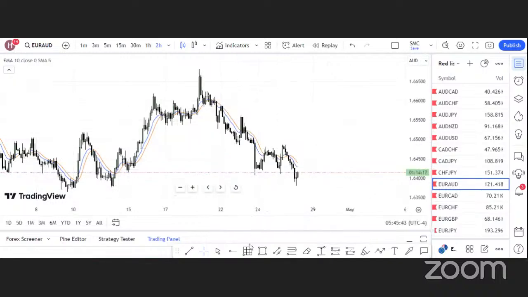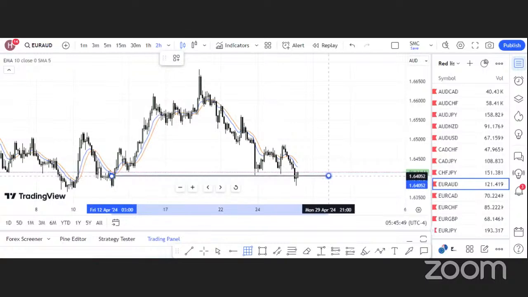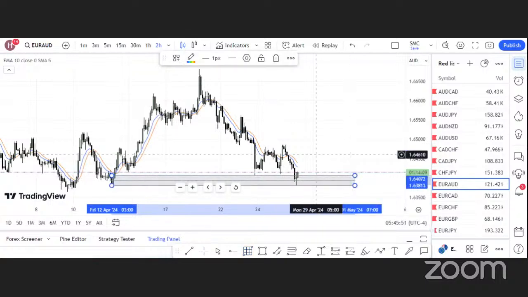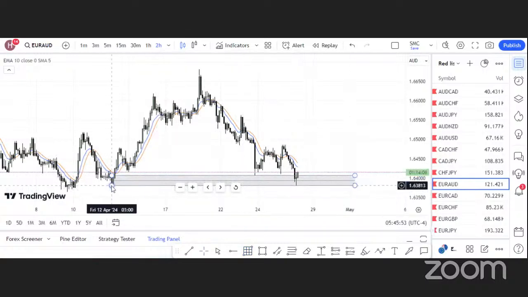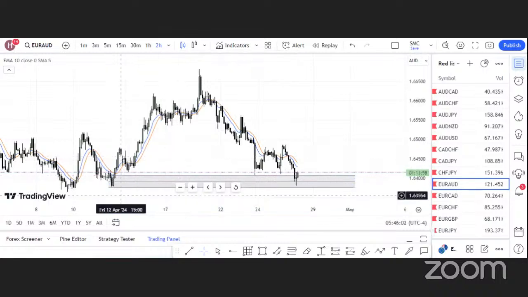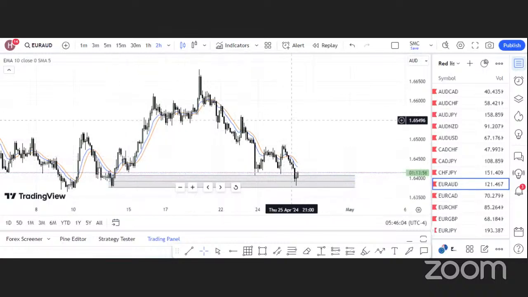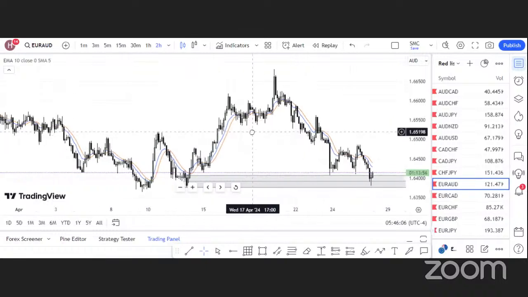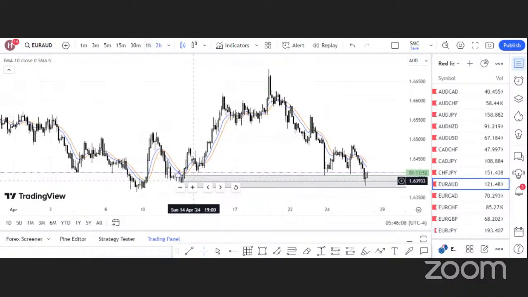Those other instruments are not looking good. That's why I just have to skip them and come to Euro AUD. So on Euro AUD, let's see what has happened before now.